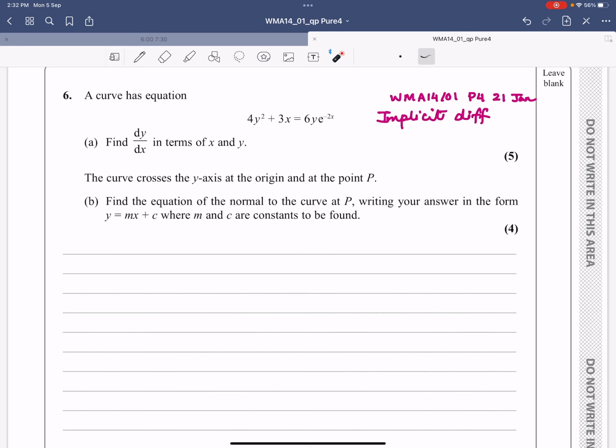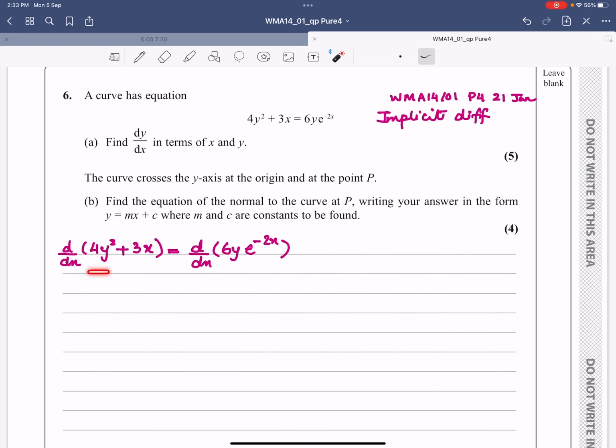Since I have to differentiate the equation and I have a left hand side and a right hand side, I'm going to write d by dx. I'm going to differentiate with respect to x the left hand side, which is 4y squared plus 3x, and d by dx the right hand side, which is 6y e to the power of negative 2x. So I'm going to differentiate each term.